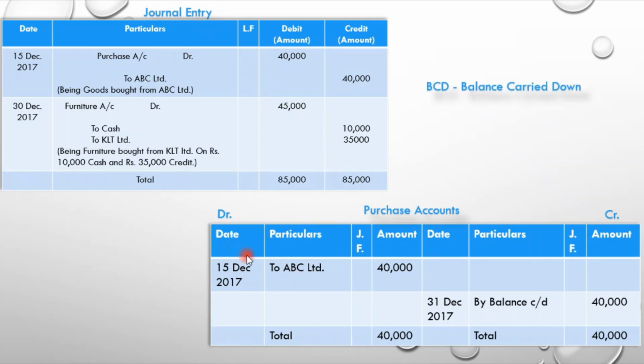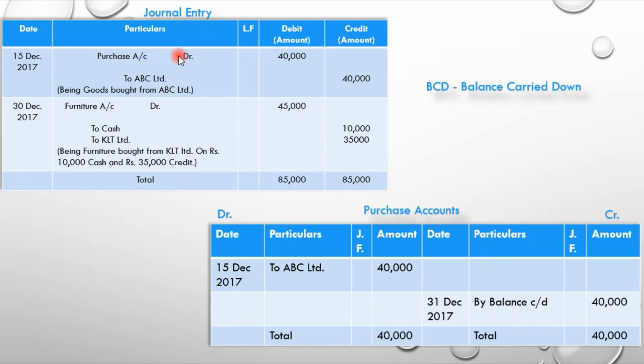And here you have to put the date of the transactions. The transactions happened on 15th December 2017, so put that date here. Because the purchase account is here, this is purchase account books. So purchase account to debit account. So you have to write "To" on the debit side, and you can write "By" on the credit side.